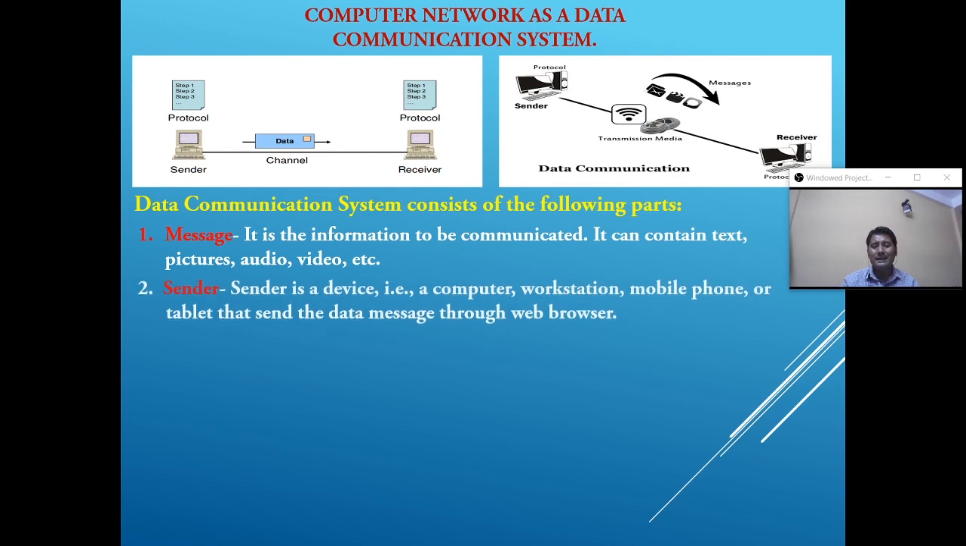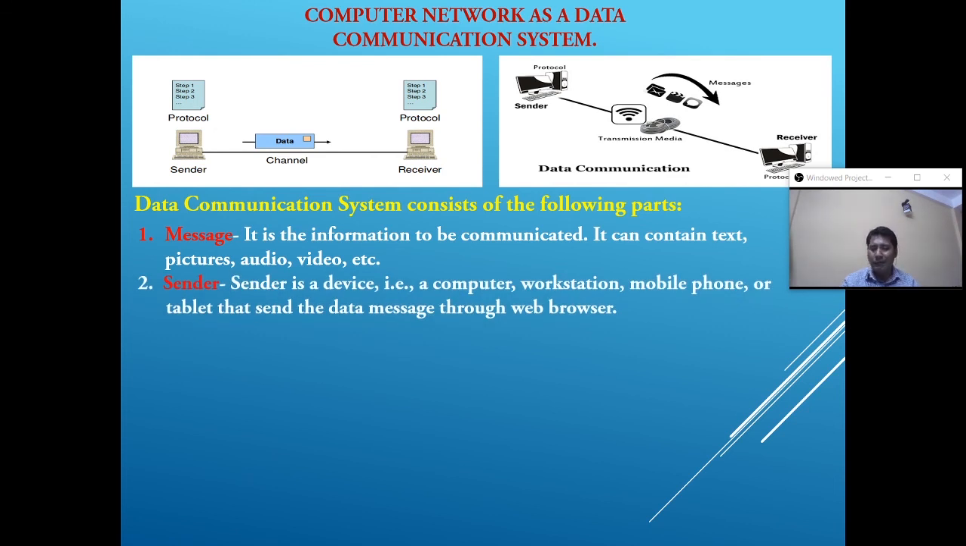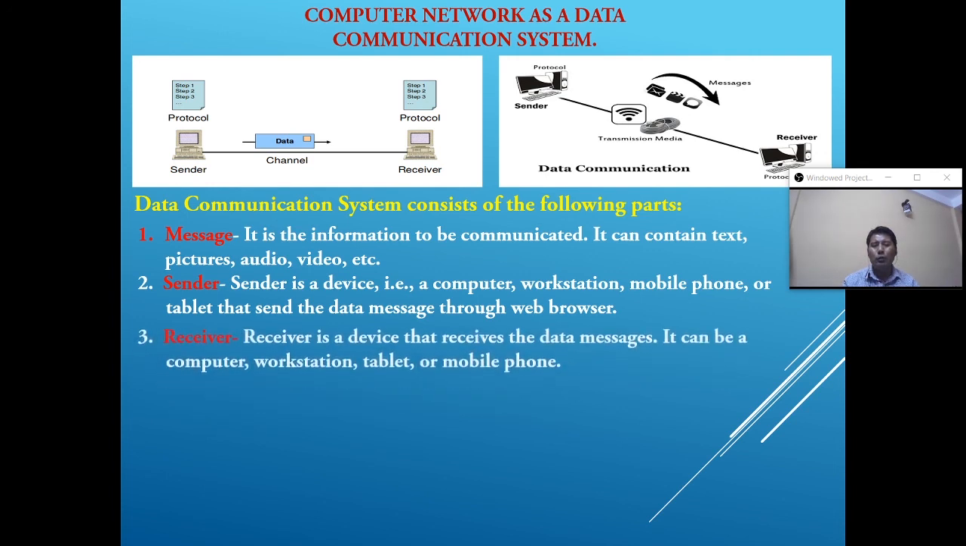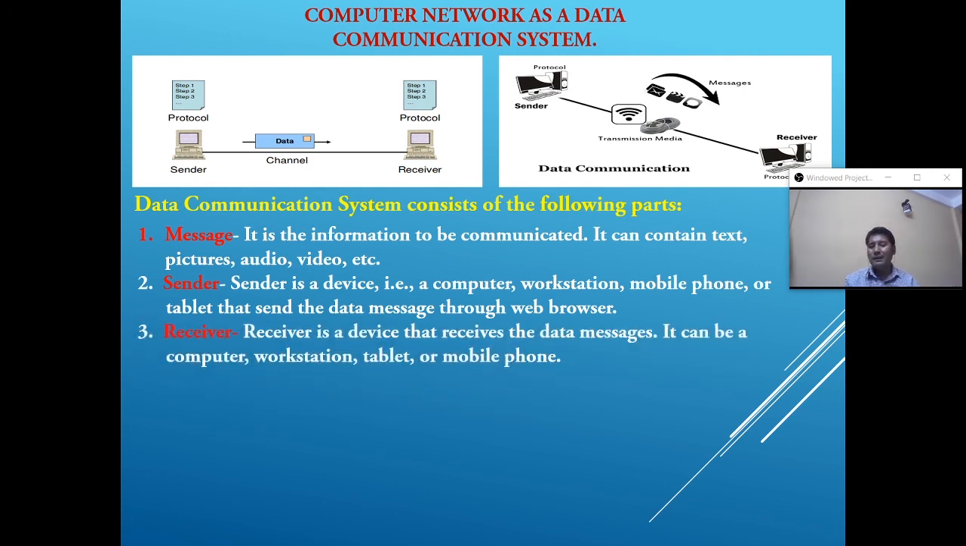Now next is the sender. So sender is a device, it is the computer, okay, or it can be the workstation, the mobile phone, or the tablet, means any kind of device that is used to send the message through a web browser. Now the third one is the receiver. Again, the receiver is a device that receives the data. So similarly, it can be the computer, a workstation, mobile phones, tablets, or anything.